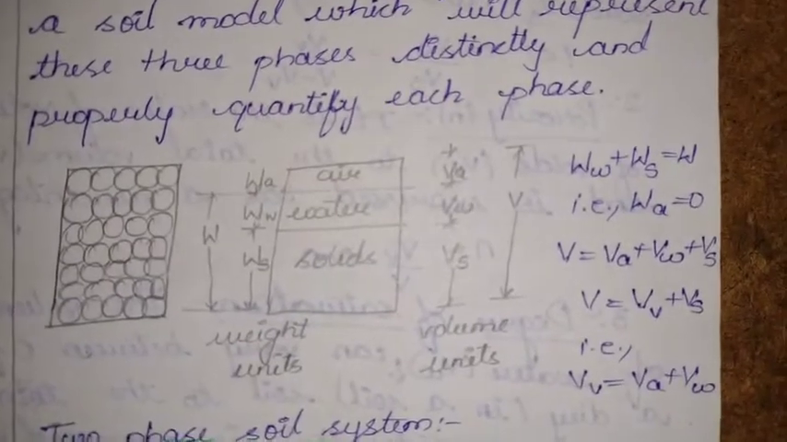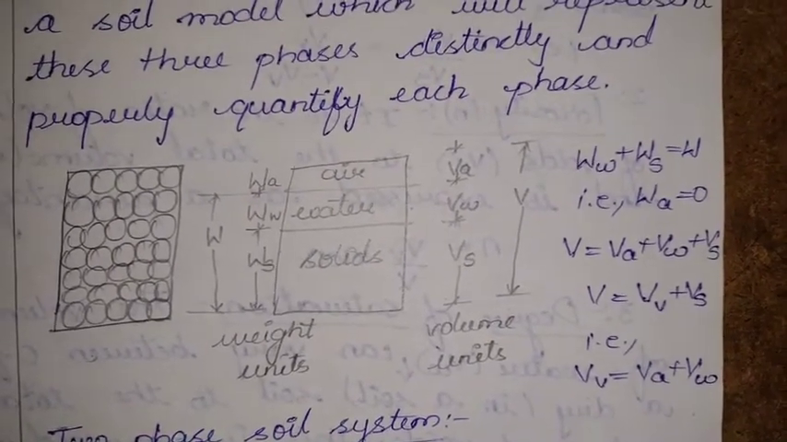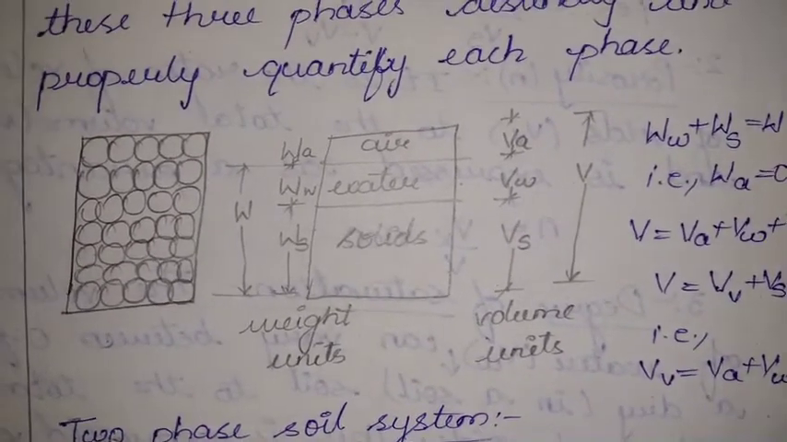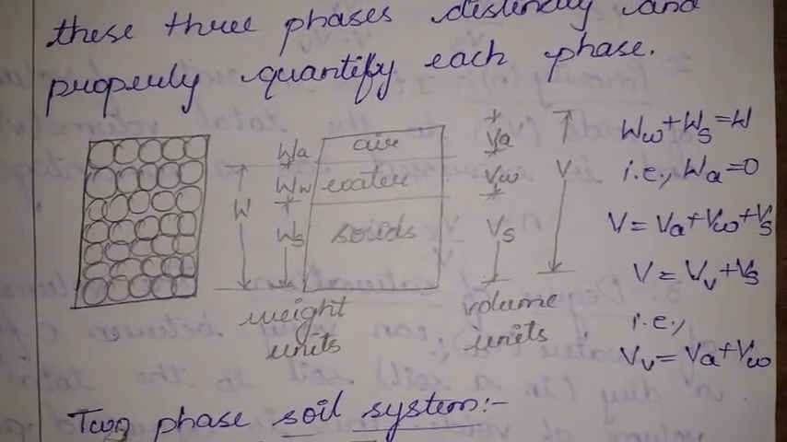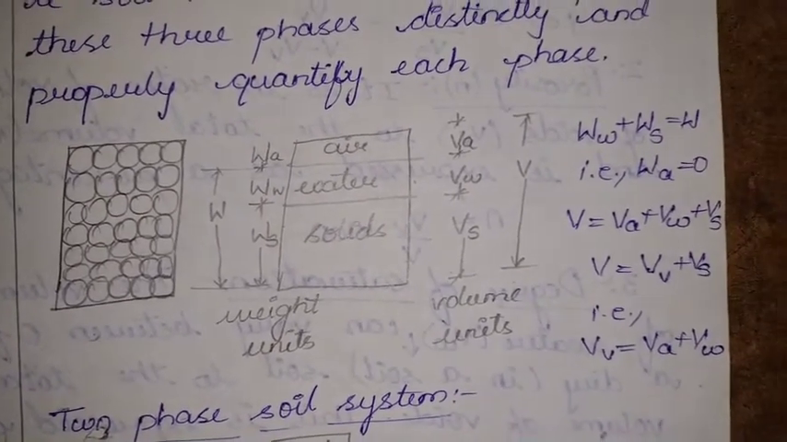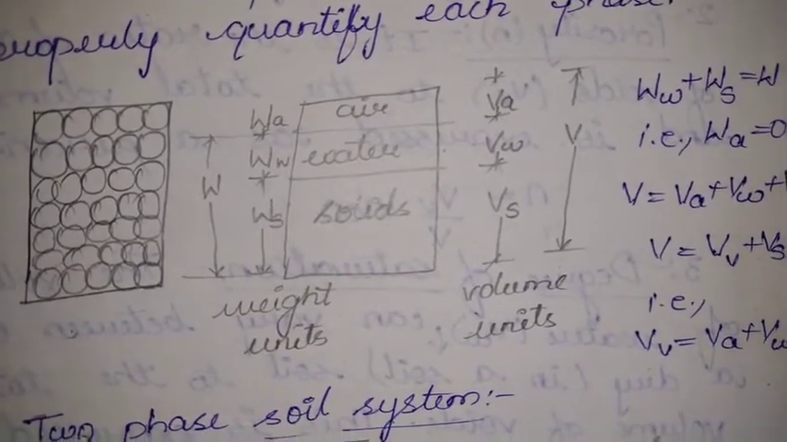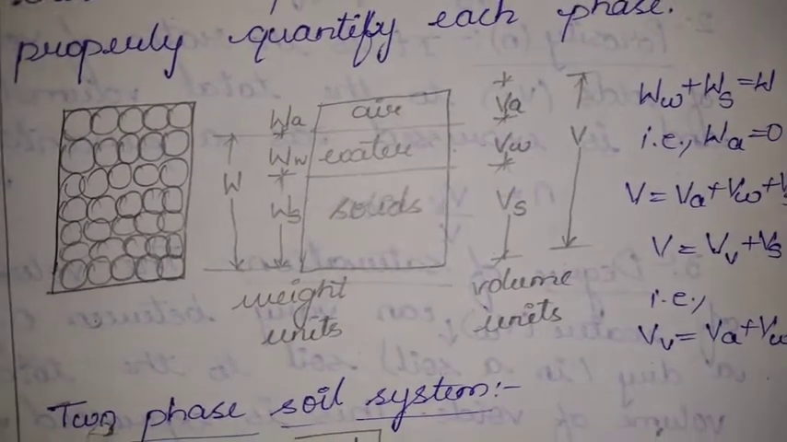So this is the diagrammatic representation of the three-phase soil system. Generally, we see the soil mass as in the left figure, but on the right side, when we are showing it in different phases, we are just quantifying that. This is the solid part, whereas the remaining part is water and air.